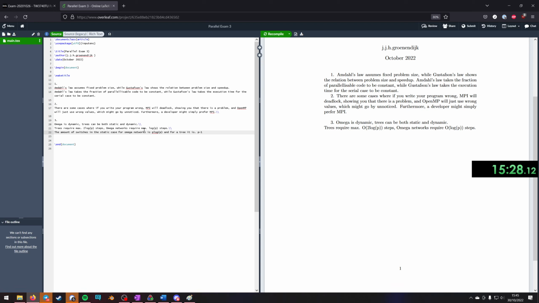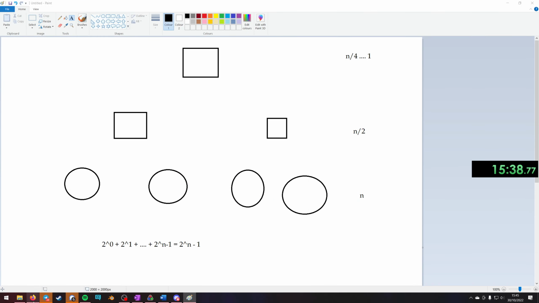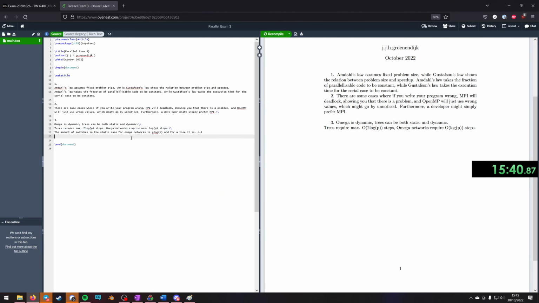Okay, so we have amount of switches, we have amount of steps. Do we have anything else? So performance and cost. Performance we have and cost we have. So I think we've answered the question. 4.